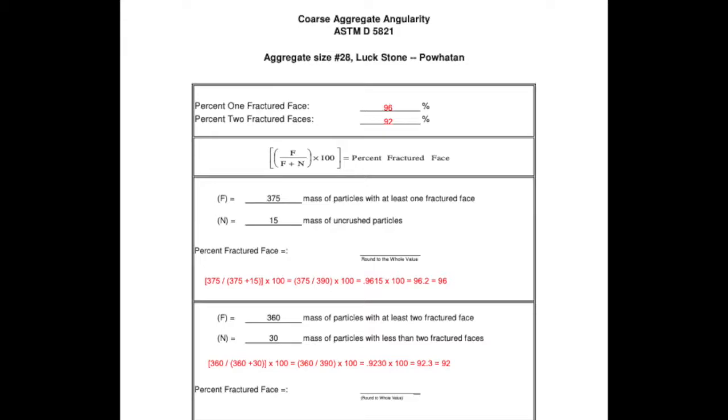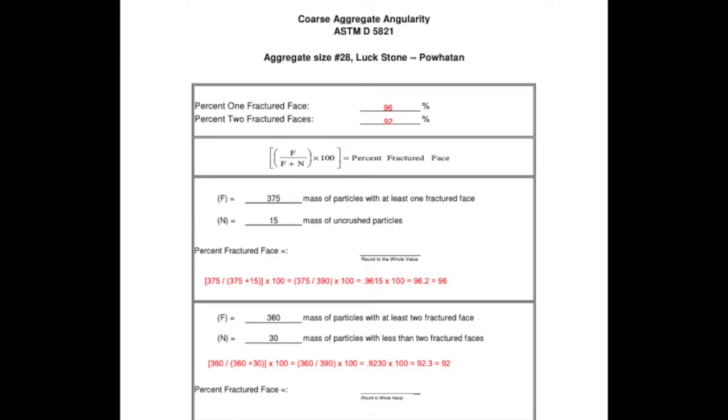Plug your numbers into the formula. So the top portion of the formula, F, 375, I'm going to divide that by F plus N, which will give us 390. 375 divided by 390 gives us a 0.9615, and you times that by 100, which yields you a 96.2. Rounded to the nearest whole number, 96 is one fractured face.